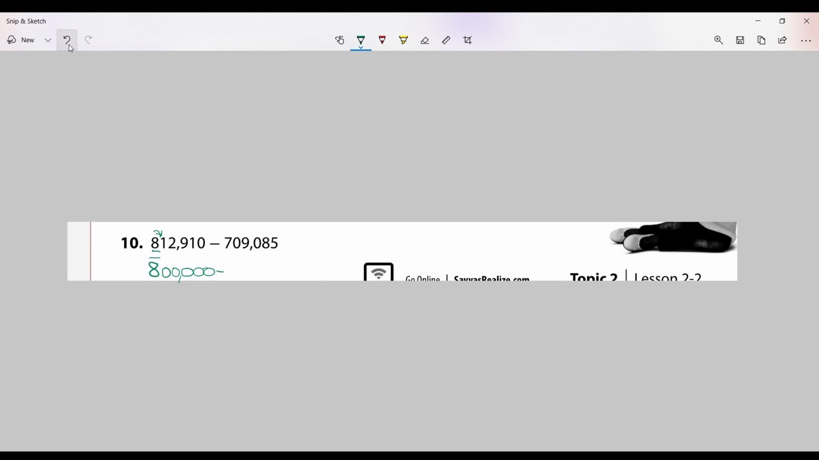Minus, here we have 709,085. We are rounding to the nearest 100,000. Let's look next door. I have 0, so it's 4 or less. So let it rest. Don't change anything. Just put the number as is. The numbers on the left stay the same. The numbers on the right, 0 is your name. I'm going to count 1, 2, 3. Then we'll put the comma. 800,000 minus 700,000, and the answer is 100,000.